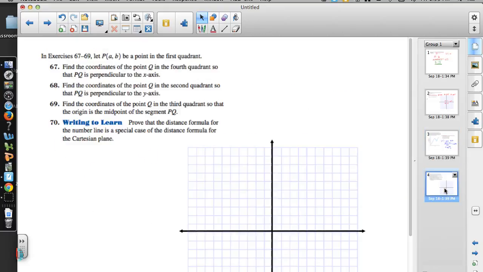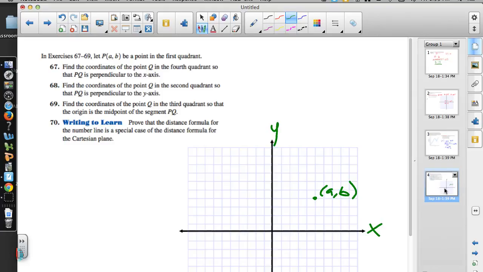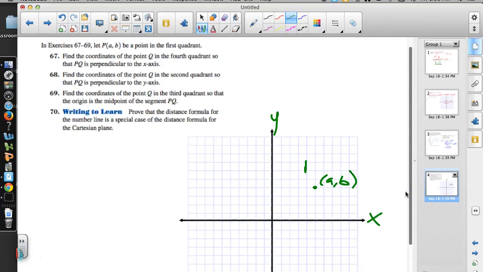All right, number 67 says we are supposed to let P be some point in the first quadrant. Best thing to do is just pick a spot where there's nothing unique about it. It's just a spot somewhere, a point somewhere in the first quadrant. And it says find the coordinates of the point Q in the fourth quadrant so that PQ, because this is point P, would be perpendicular to the x-axis.